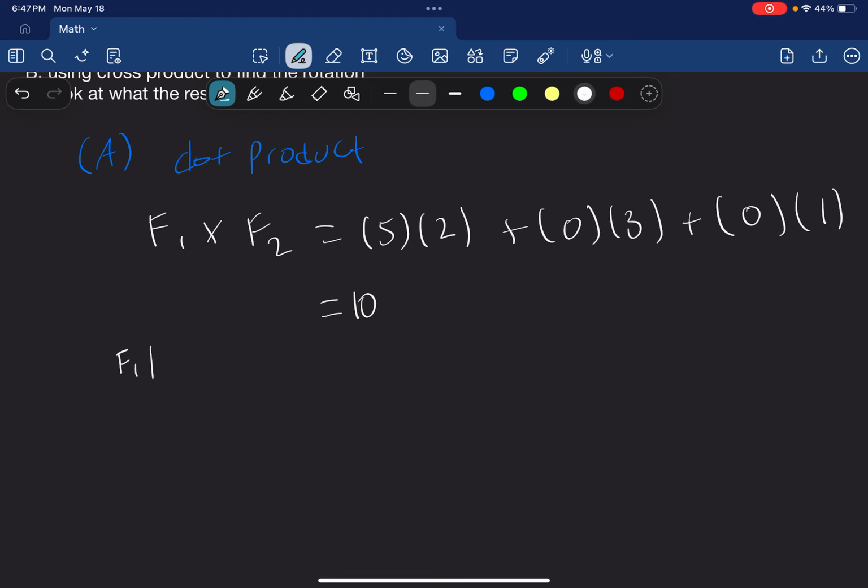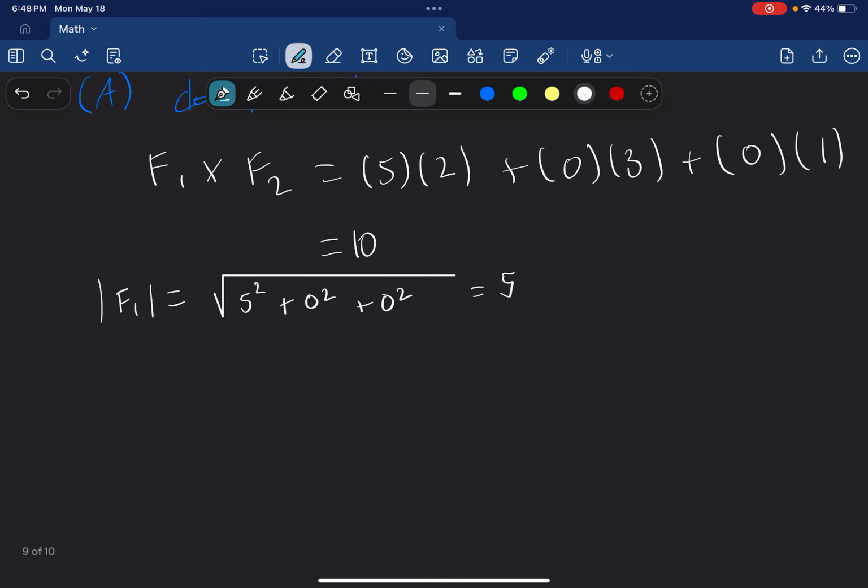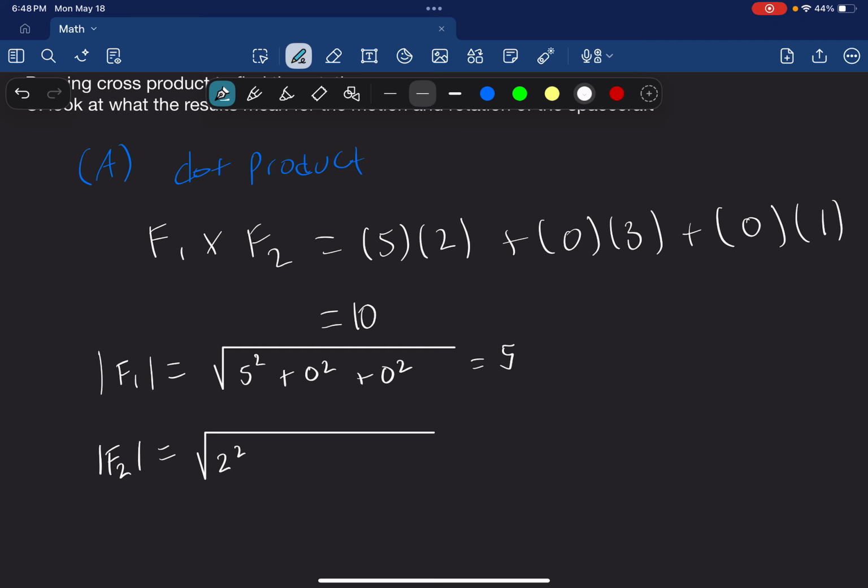And now we go ahead and find the magnitude of force 1, which is just the square root of 5 squared plus 0 squared plus 0 squared. So 5 times 5 is 25, and the square root of 25 is just 5. And for force 2, it'd be the same thing, except different values. So we have 2 to the power of 2, 3 to the power of 2, and 1 to the power of 2. So here we have 4 plus 9 plus 1, which is equal to 14, and the square root of 14 is approximately 3.74.